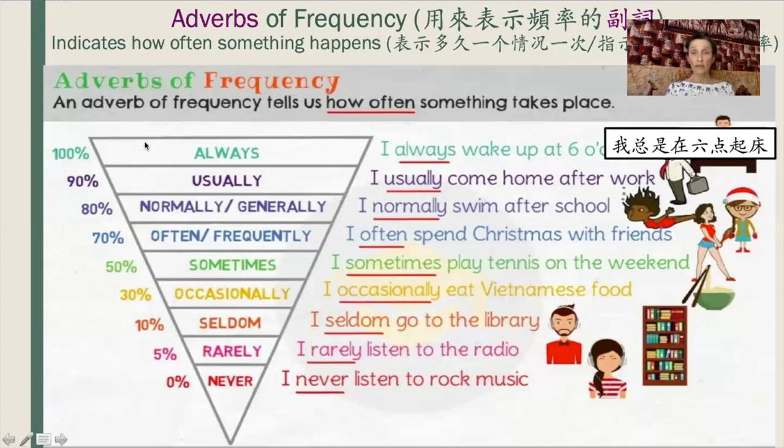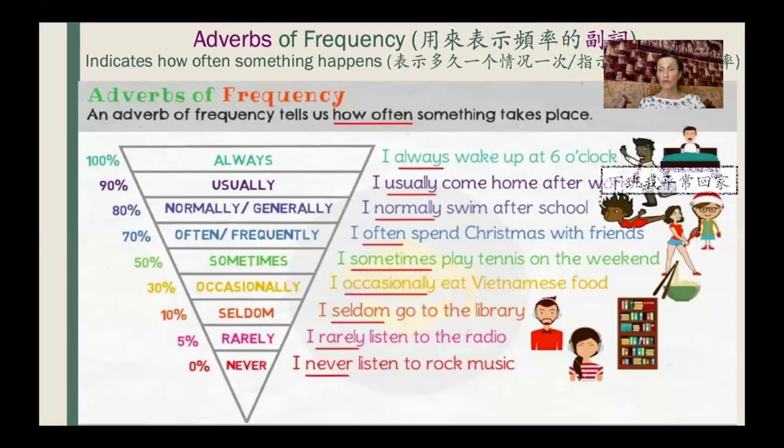All right, so the next word, not 100% of the time, but close, about 90% of the time, is the word usually. I usually come home after work. So not every day, but most of the time. And the Chinese equivalent for usually is 平常. So here's this sentence. 下班我平常回家. So that would be the word usually.